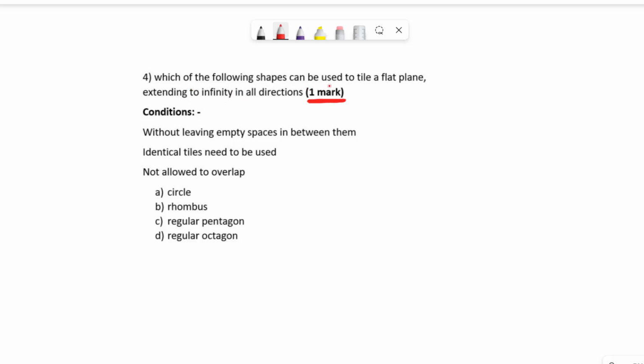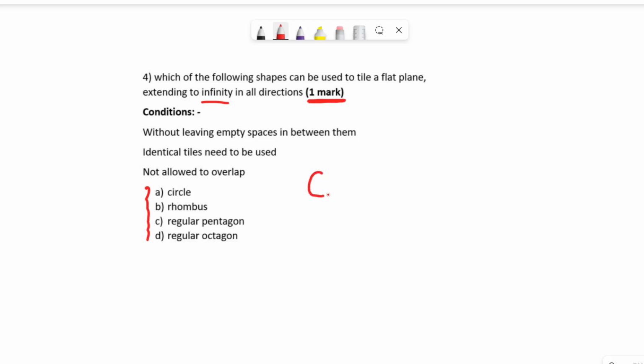Which of the following shapes can be used to tile a flat plane extended to infinity in all directions? What is the condition given? Without leaving empty spaces in between them. So identical tiles need to be used to extend up to infinity and they are not allowed to overlap, okay? So how can we do this? It's very simple. You can use the options to find the answer for this particular question.